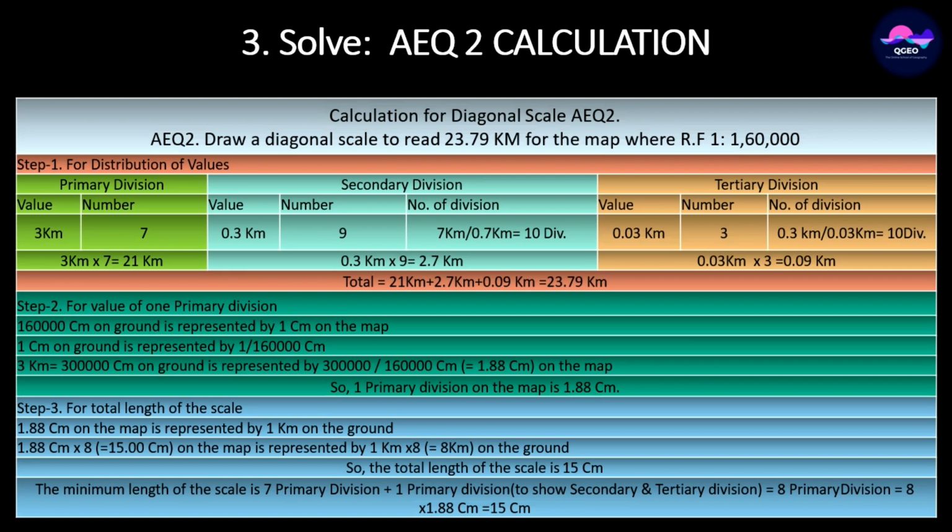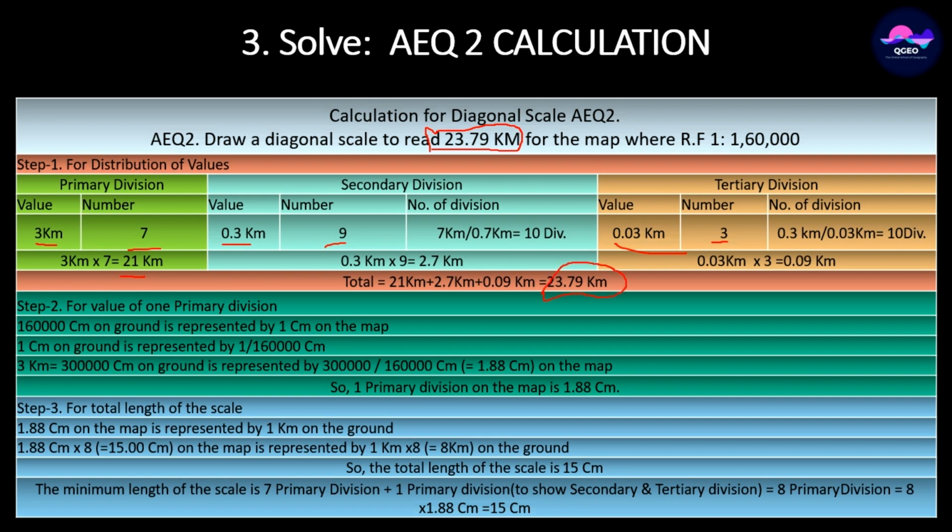Here 23.79 kilometer, remember it. Here if we take the 3 kilometer, then 7, so it will be 21 kilometer. In secondary division 0.3 kilometer and 9, it will be 2.7 kilometer. And in tertiary division 0.03 and number 3, it will be 0.09 kilometer. So the total length will be 23.79.